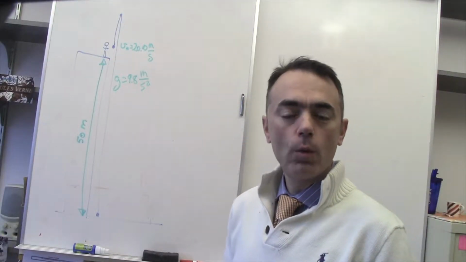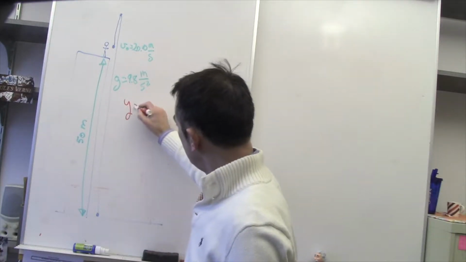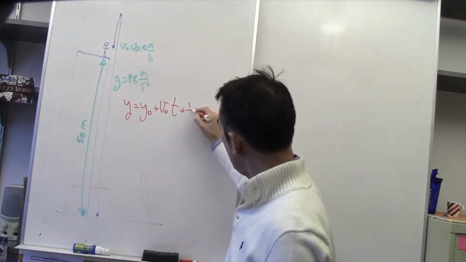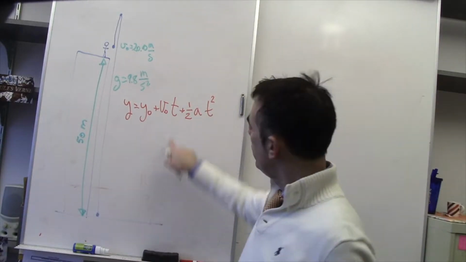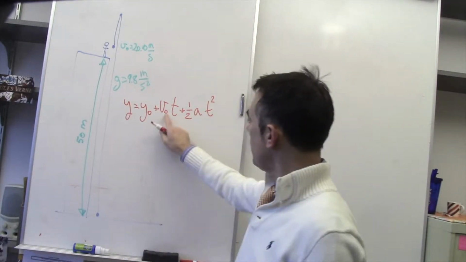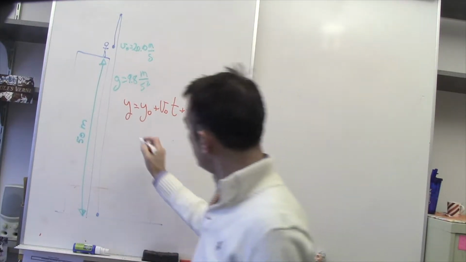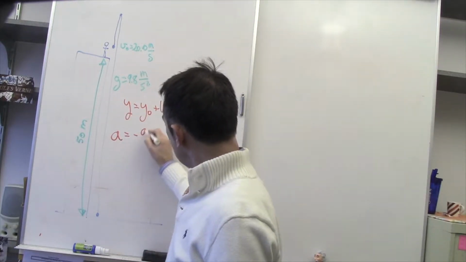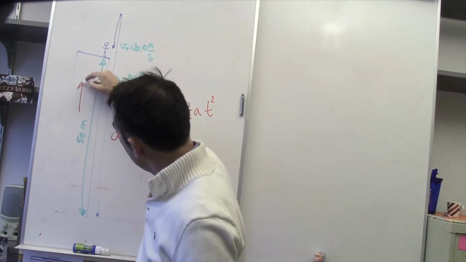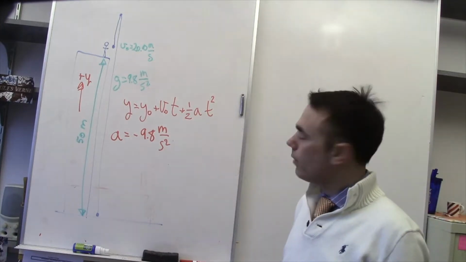First, we need to apply the equations of motion for this object, and we know that the height is equal to the initial height plus initial velocity times t, plus 1/2 a t squared. Because this is motion in 1D, I don't need to specify the y or x-axis. I know it's the y-axis. And this acceleration is minus 9.8 meters per second squared, assuming that positive is going upwards and negative is going downwards.